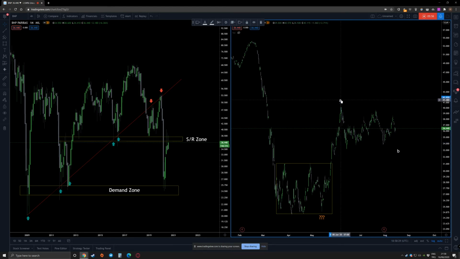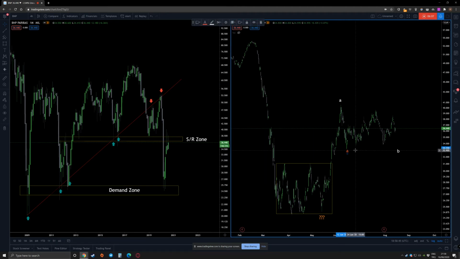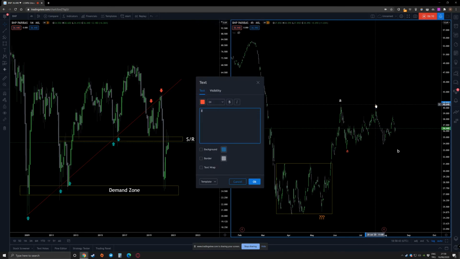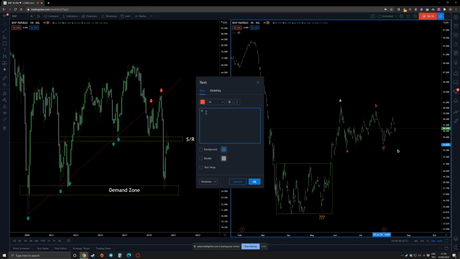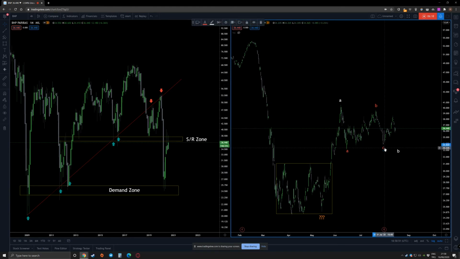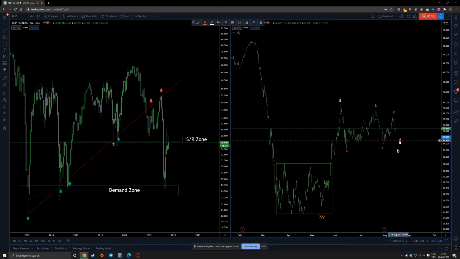And on a lower degree, this is how I would construct this triangle. So now we are in one lower degree, so let's actually use red for it. So we can say wave A here, and wave B here, wave C here, okay, and wave D here, okay. And it looks to me like we are in a wave E somewhere. Okay, if that is the case, we will have a B to D trend line. We don't know at the moment if we will have an A and C or C and E. We don't know it yet.